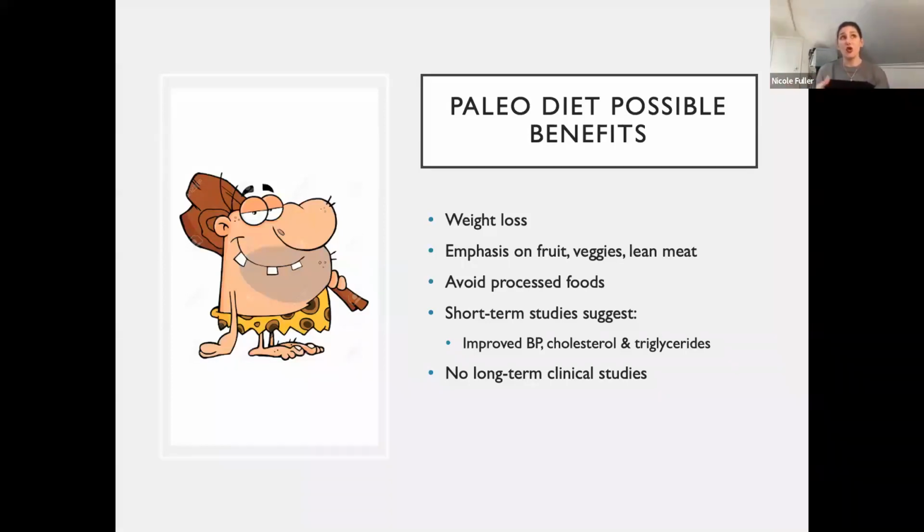A benefit, I think, over the keto diet would be that there is fruit and vegetables and lean meat that is emphasized. It's encouraged, obviously, to avoid processed foods, because if you're not having grains, you're not having chips and pretzels and crackers and things like that. But then again, you're not having whole grains like whole wheat bread and brown rice, which on the flip side are healthy for us. A short-term study suggests that you could improve your blood pressure, cholesterol, and triglycerides, but there are no long-term clinical studies that I came across.